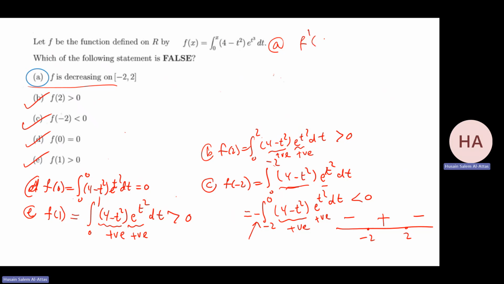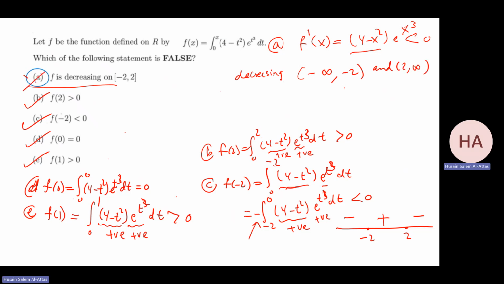So f prime of x using the fundamental theorem of calculus, that will be 4 minus x squared e to the x cubed. That is cubed. It will not make a difference. It's always positive. E to the power something. E to the power x cubed. When this is negative, I need this to be positive. I need this to be negative. When it is negative, it should be decreasing from minus infinity to minus 2. And from 2 to infinity. So this is wrong.